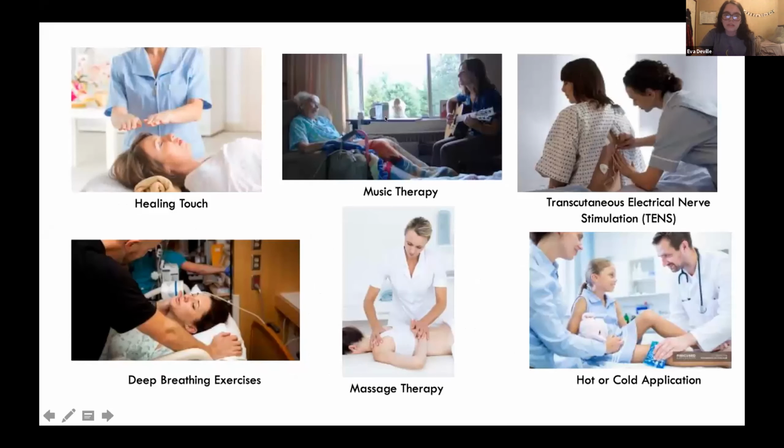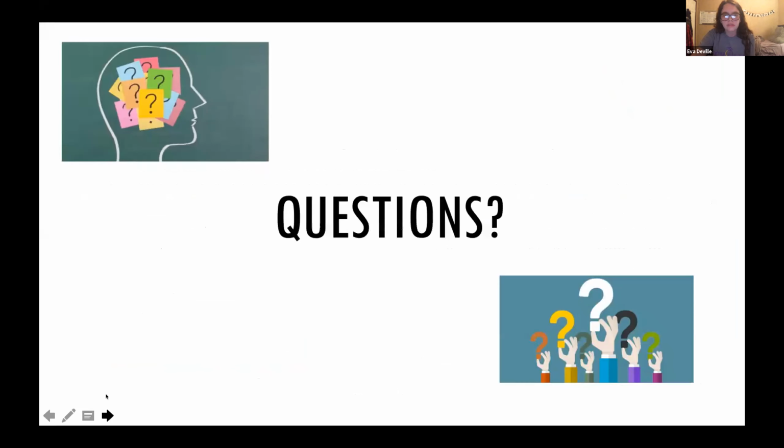So this is just a picture of some of the different techniques that can be used and that I discussed, like healing touch and music therapy, the TENS unit that can be used. And that's my references. And any questions?